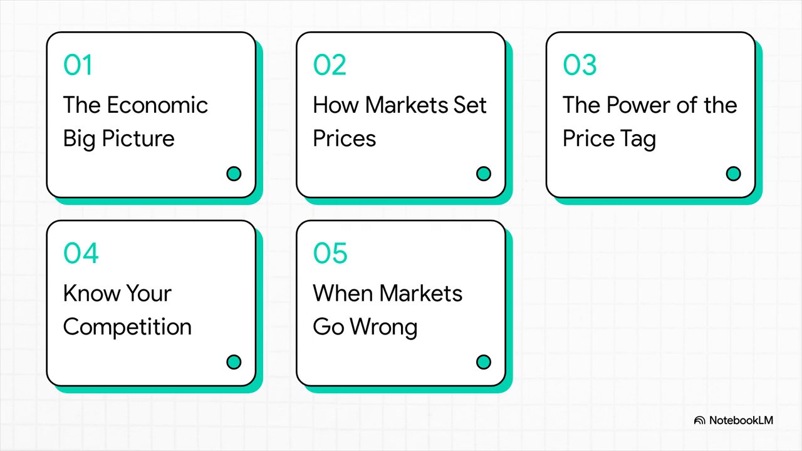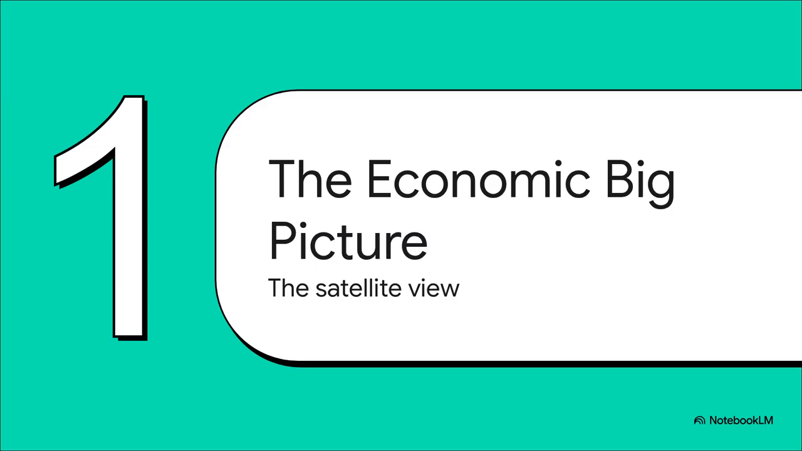Okay, so here's the game plan. We're going to start with the really big picture. Then we'll zoom right in to see how prices actually get set and what a single price tag can tell us. After that, we'll pull back to check out the competition, and finally, we'll wrap up by looking at what happens when the whole system, well, when it doesn't quite work as planned. All right, let's jump right in.